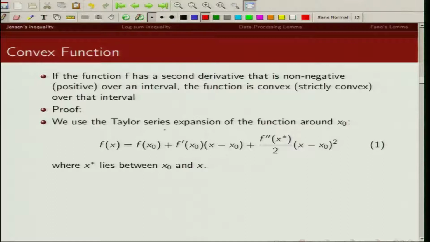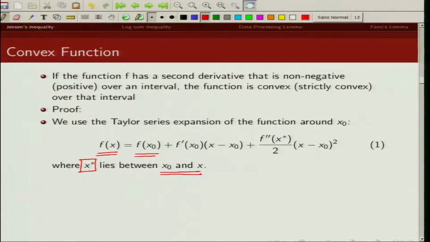So we do a Taylor expansion of this function around x naught, where x naught is a point in this interval. So the Taylor series expansion, I can write as f of x naught plus the first derivative of f evaluated at x naught times x minus x naught, plus the second derivative of this function f evaluated at some x star divided by 2 times x minus x naught squared, where this x star point lies between x naught and x.